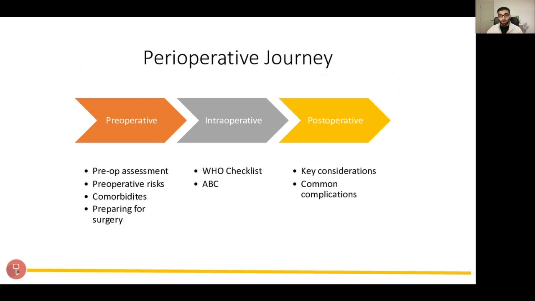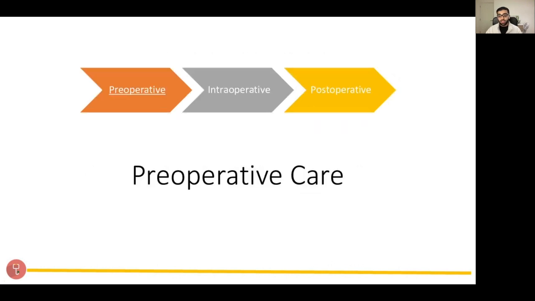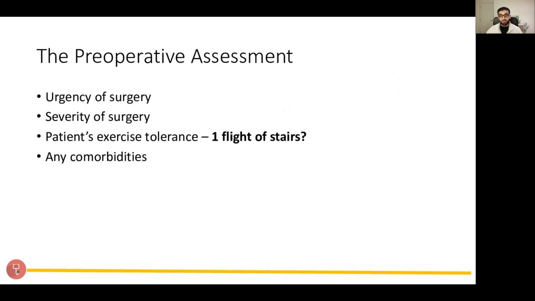Then on the intraoperative section of the presentation, we'll talk about the WHO checklist, and we'll talk through a lot of key anaesthetic concepts through an ABC kind of approach. After that, we'll move on to the postoperative phase, in which we'll talk about some key considerations that happen after surgery and some common complications. So let's start with preoperative care.